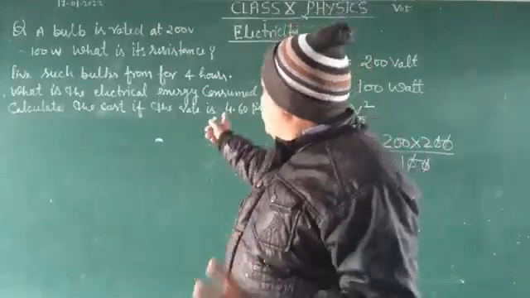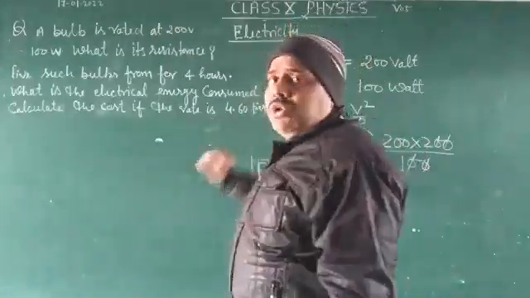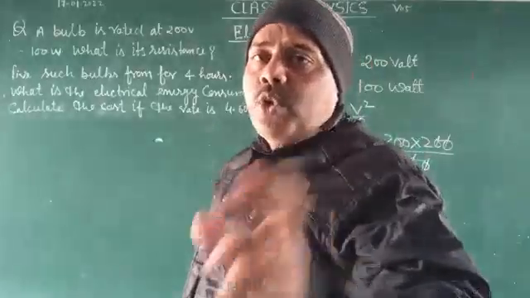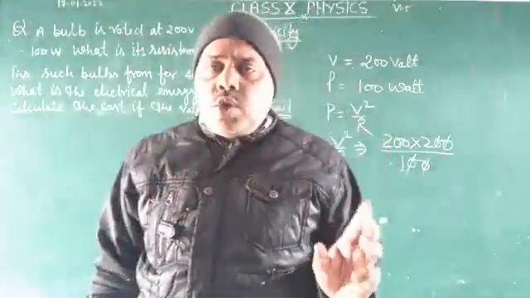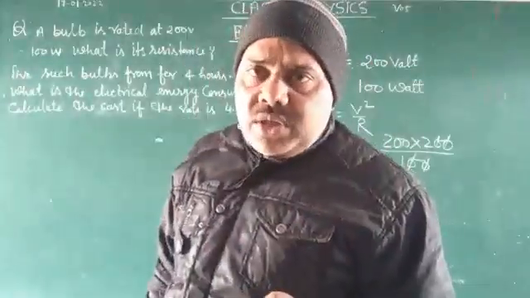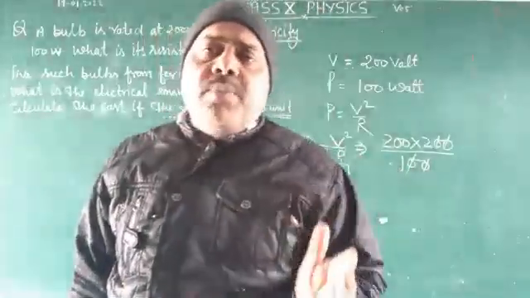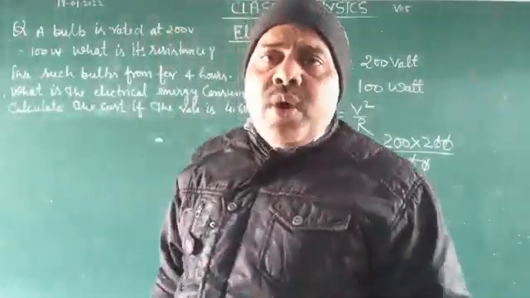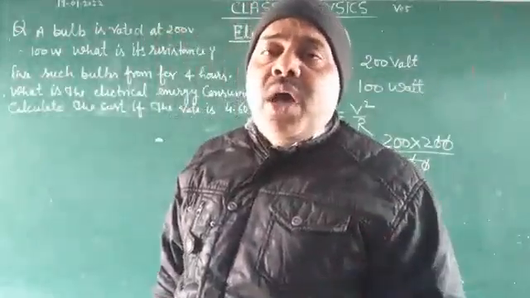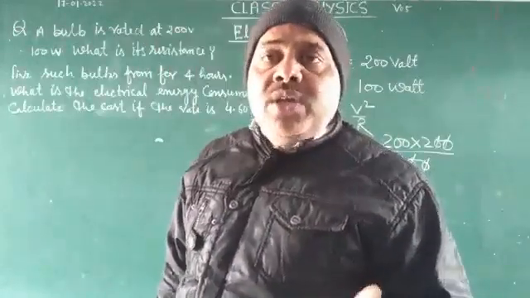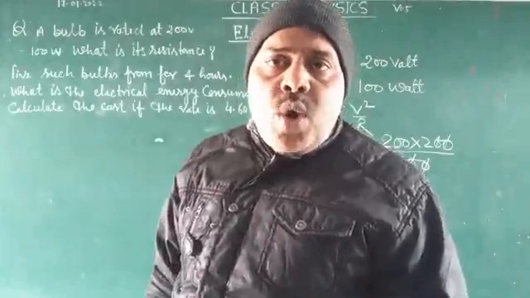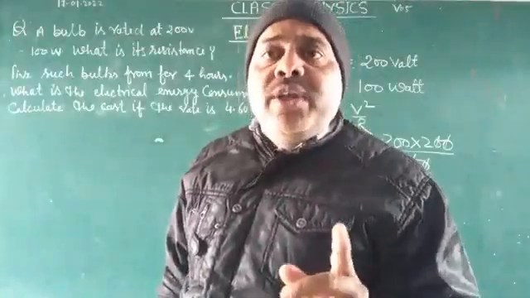And here, this is the unit. We can write the unit in the form of kilowatt hour, kWh. Kilowatt hour is the commercial unit of energy. When an electrical appliance having a rating of 1 kilowatt consumes energy for 1 hour, it is said to be 1 kilowatt hour. 1 kilowatt hour we can also write as 1 unit.